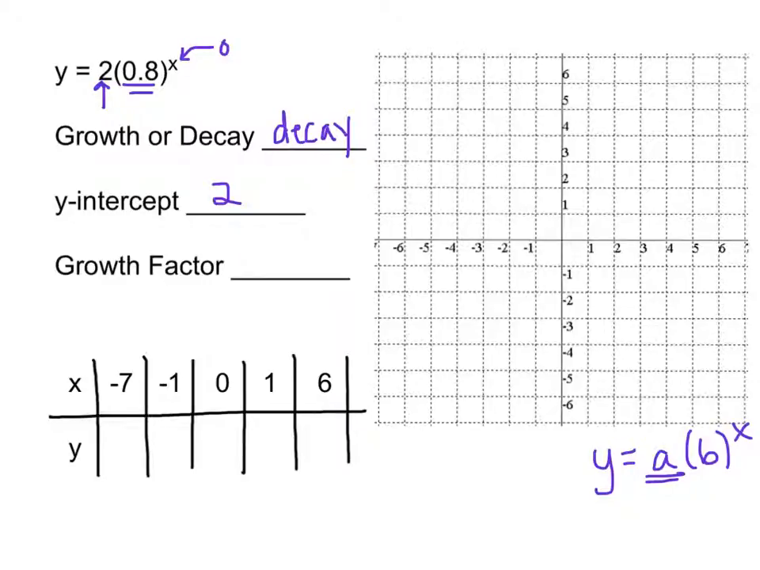All right, the growth factor is going to be the base of your exponent. So the x is attached to the 0.8. So that is our growth factor, 0.8. All right, so we've got a table of values to fill in, and we can use our calculator on this.